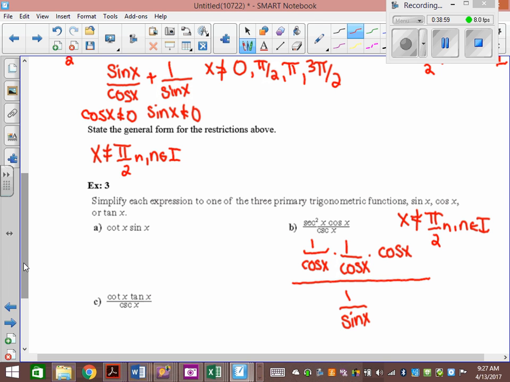What led you to say pi over 2? Because cos and sine are in the denominator. I have to say where cos and sine can't equal 0, and cos and sine can't equal 0 at every quadrant. Oh, 90, 90. So that'd be every 90. Yeah. Oh, right. Okay. You're right.